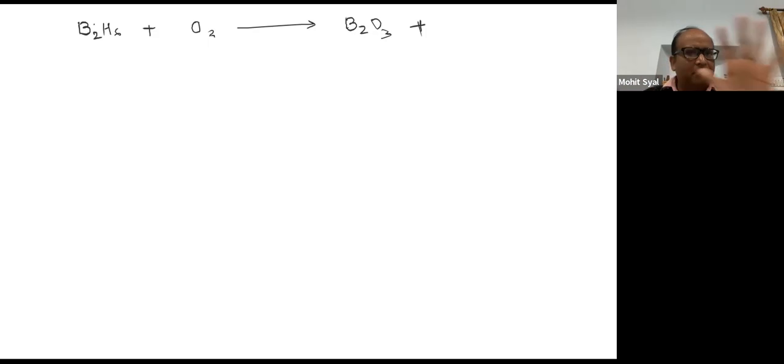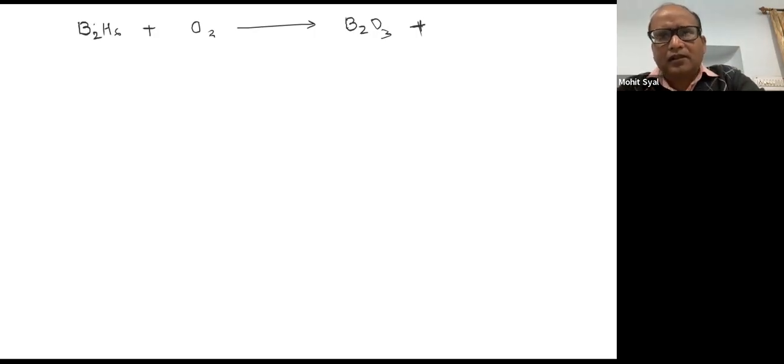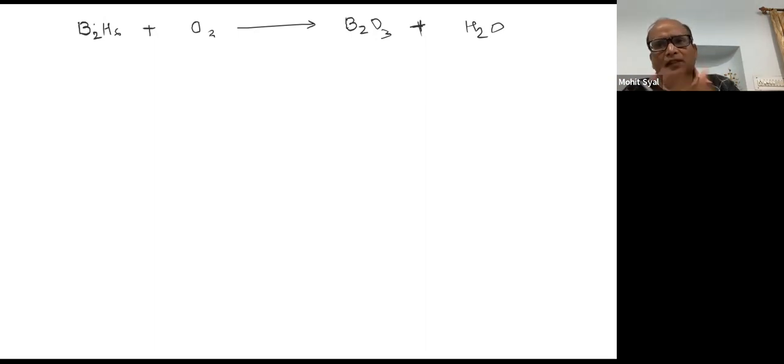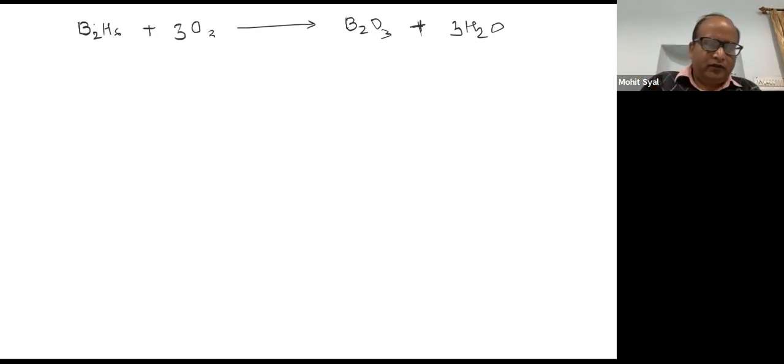Ethane has a complete number of bonds, complete number of electrons, but borane doesn't have a complete number of electrons. So that's why it reacted with NH3. If you burn it with oxygen, it is going to form B2O3 and H2O, water. Like ethane or methane, if you burn it, it is going to form CO2, oxide of carbon, and water. Borane, if you burn it, it is combustion of borane, it is going to form the oxide of boron and water. Is it clear?